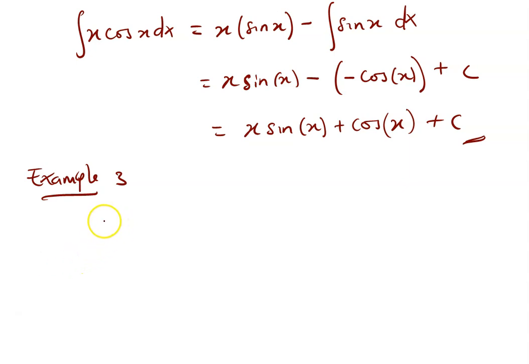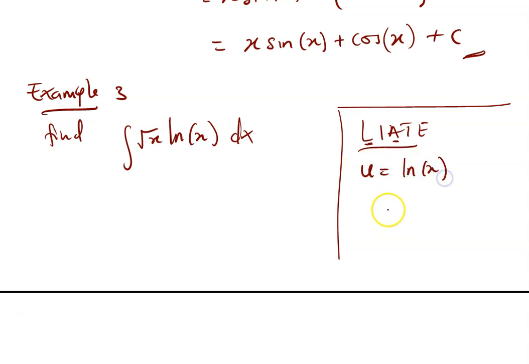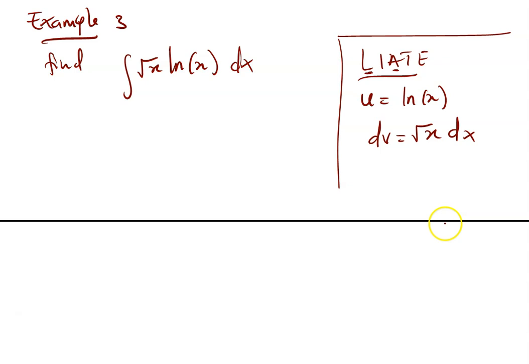So let's say I have the question to find the integration of root x ln x dx, right? With this, what is going to be u? I have LIATE. So the log function is going to be first, then we have the algebraic expression, which is second. So we are going to make u represent ln x, then dv representing root x dx. Very good.